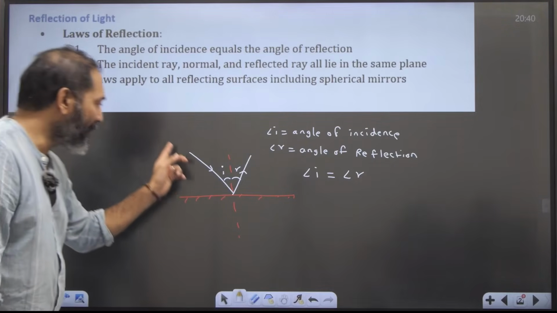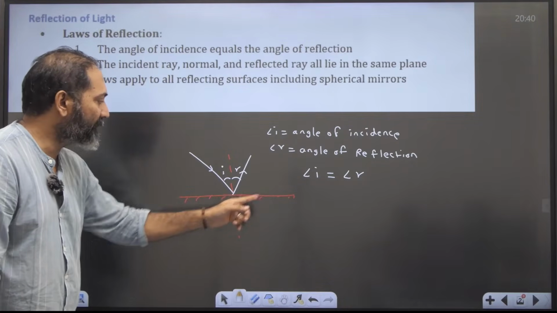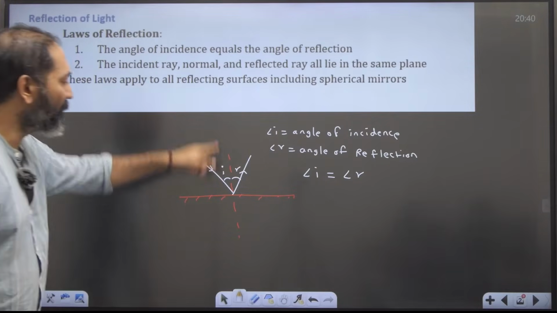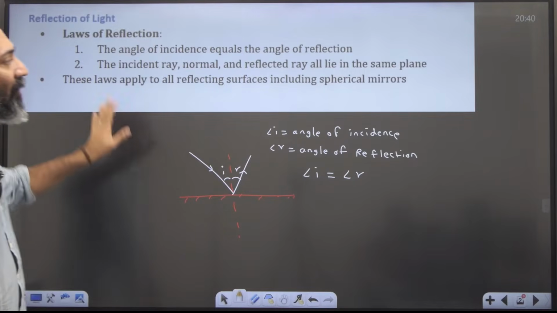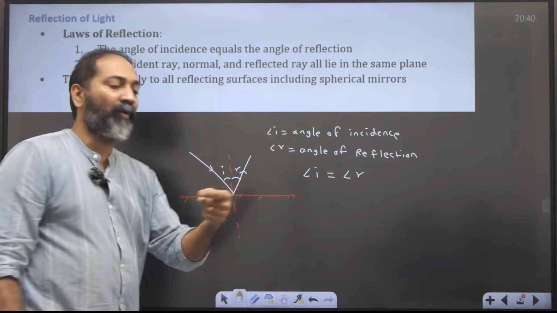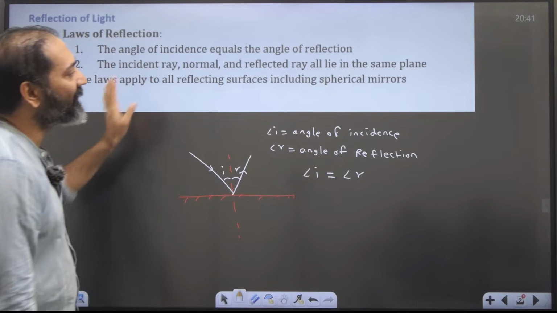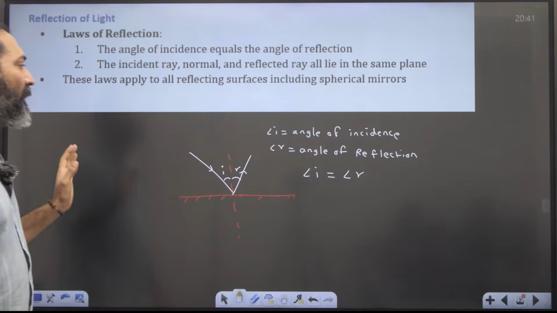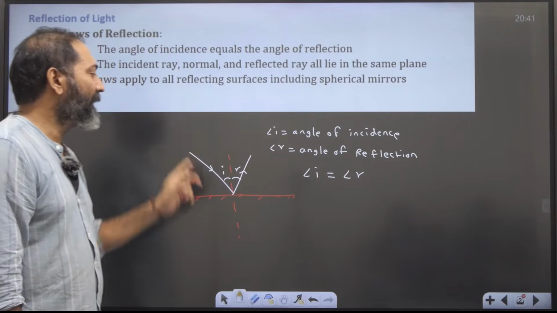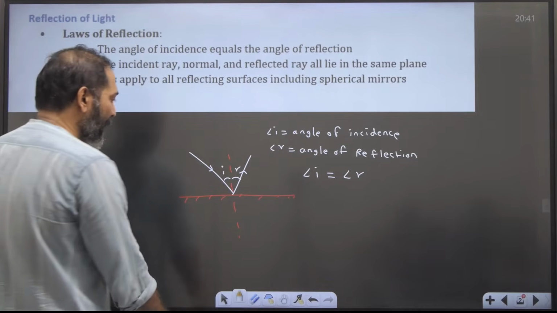Now, I have drawn the incident ray, the reflected ray and the normal. This dotted line is the normal. It is perpendicular to the surface. All the rays I have drawn are on the board. No rays are penetrating into the board or coming out of the board. That means the incident ray, reflected ray and normal are all on the same plane, which is our board. So what are the two rules? The incident angle should be equal to the reflecting angle. Then the incident ray, reflected ray and normal should all lie on the same plane.